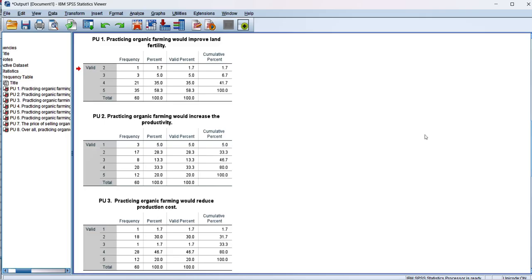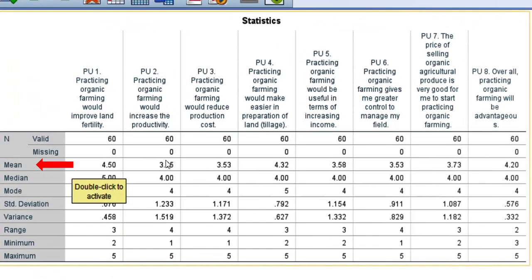Our next concept is mean. Mean is the arithmetic average of all observations. In this case, for the perception that practicing organic farming would improve land fertility, the mean value is 4.50. It represents the center of the data and it is the most commonly used measure of central tendency. There are some advantages of mean.